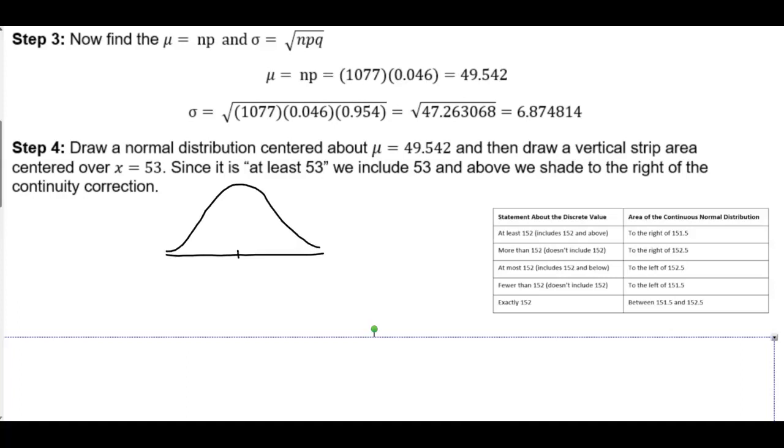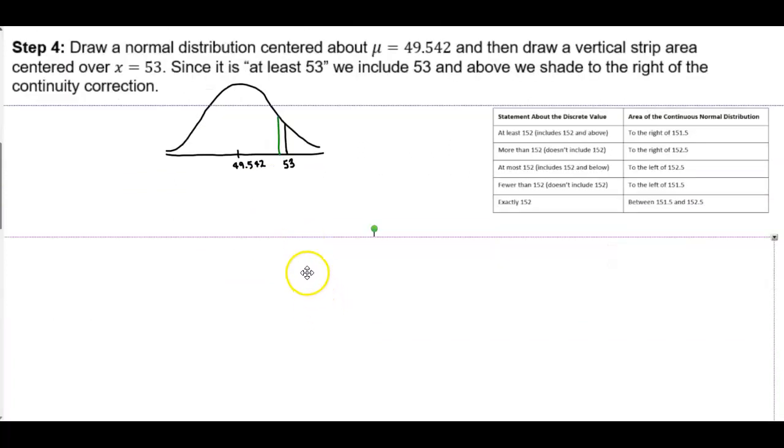Okay, we know that the mean is 49.542, and we know it's at least 53. So we're going to go ahead and draw 53 here. That means we're going to have to include 53. So if we have to include 53, then we're going to include the continuity correction to the left of that, and then it's going to be greater than that value.